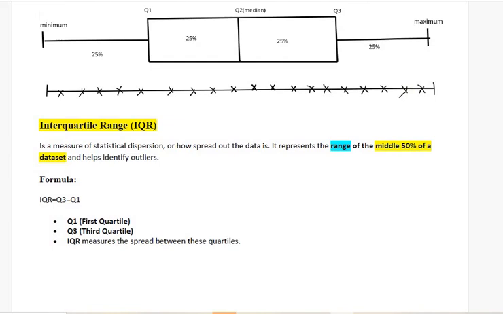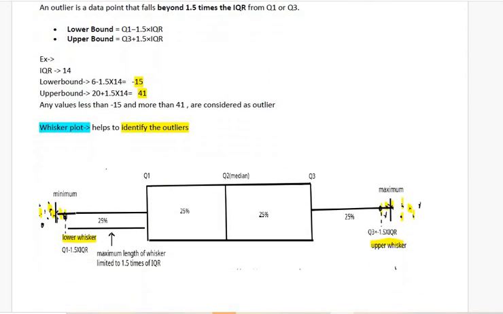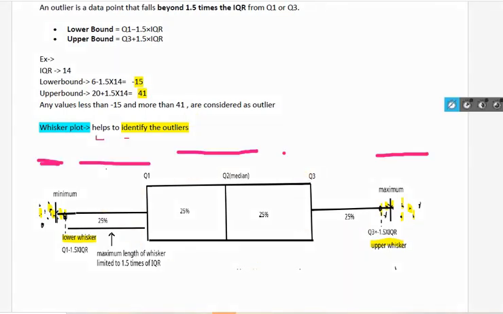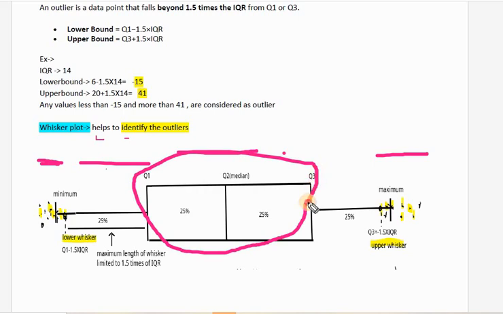What is the interquartile range? This is a measure of statistical dispersion, or how spread out the data is. It represents the range of the middle 50% of a data set and helps identify the outliers. To see the plot, this is the IQR plot. The middle 50% will be represented by the IQR. Our IQR represents only this 50% of the data, Q3 minus Q1.